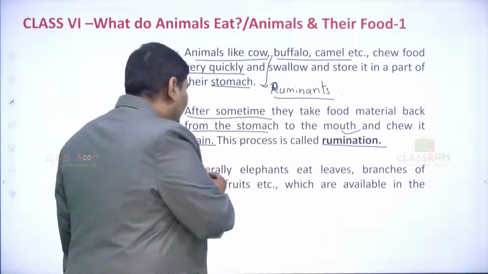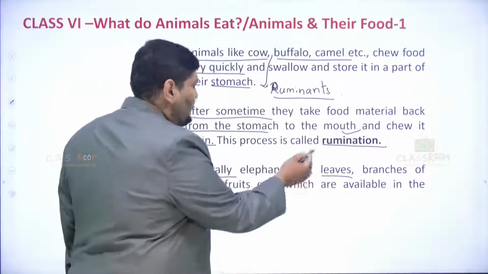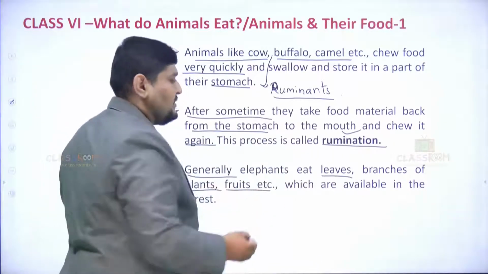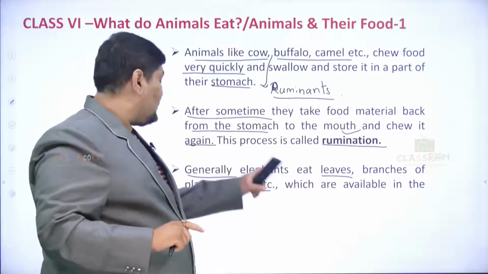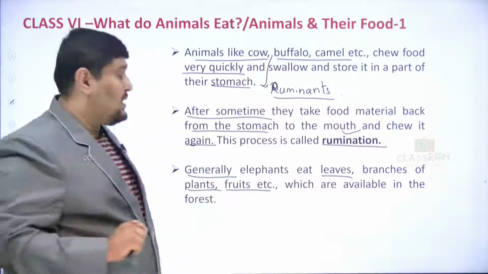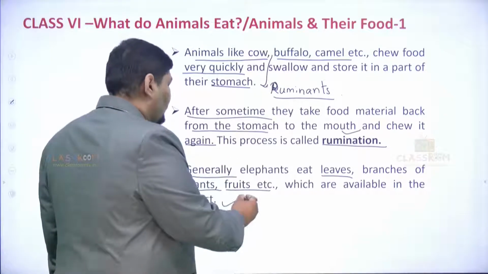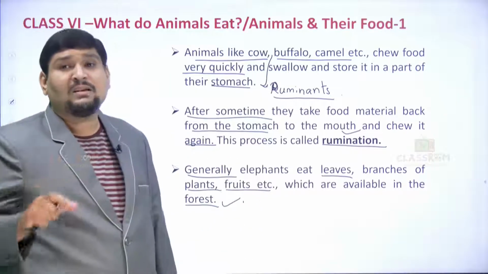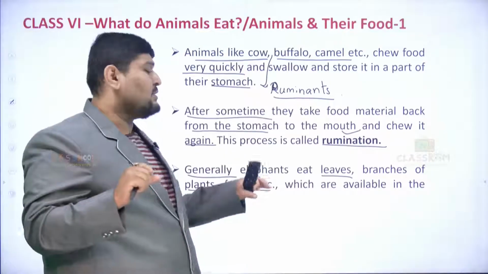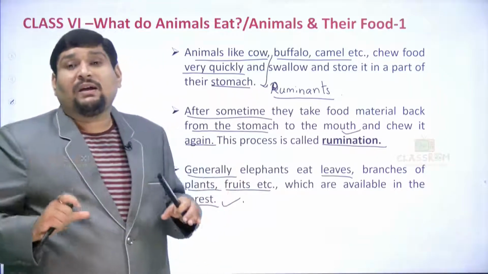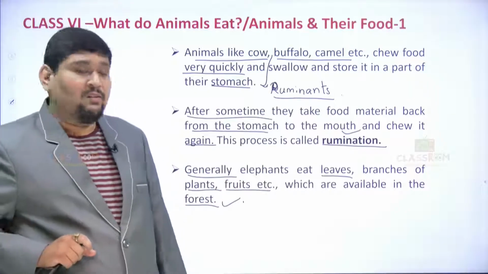That's one. And generally elephants eat leaves, branches of plants, fruits, etc., as I said just now. Elephants mostly eat the branches of plants and fruits which are available in the forest. So mostly we find this kind of food, plants, leaves, branches and all, most available in the forest itself.